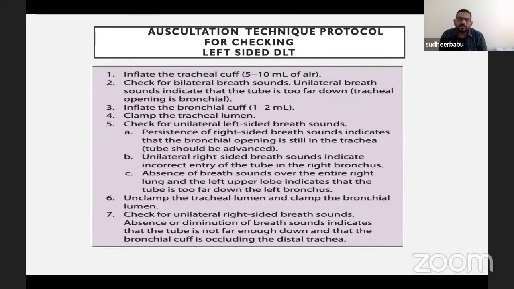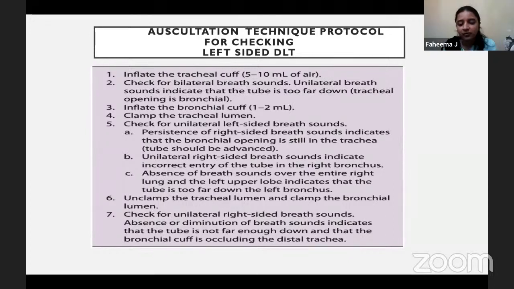See, fiber optic is the gold standard. Chest X-ray and all those things are practically not possible in the theater, right? So ultrasound, yes. First we'll discuss the auscultation technique: how you confirm whether the DLT is in proper position or not, for this left-sided DLT.